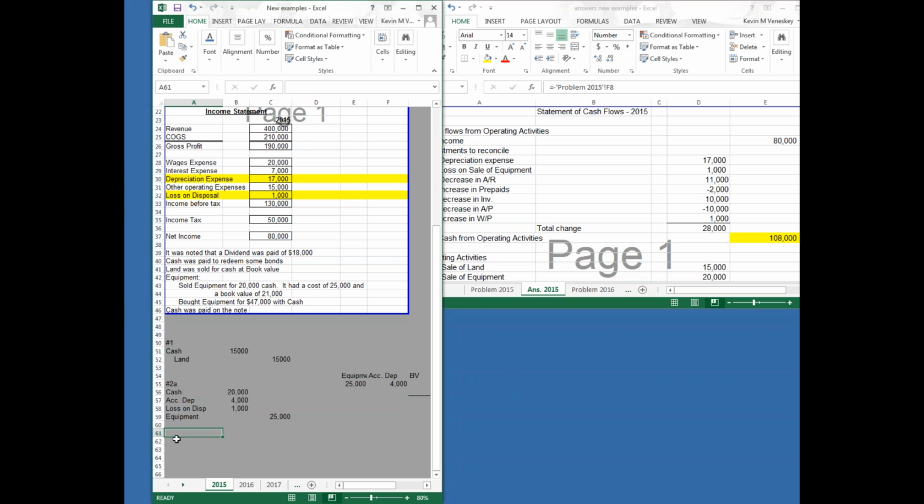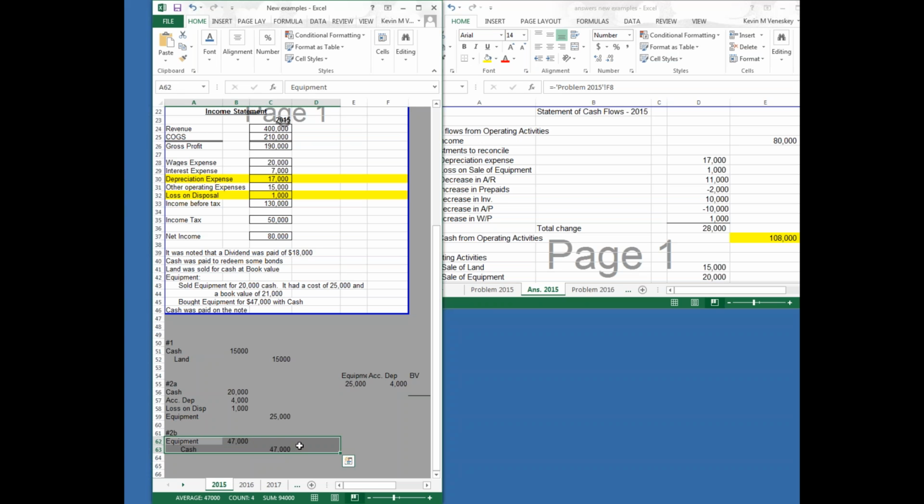Journal entry 2B. 2B is easier. All we're doing is buying the equipment. It tells us here we bought equipment with cash. So I need to debit my equipment account for $47,000. And I need to credit, how did I get it? I got it with cash, it says, $47,000.